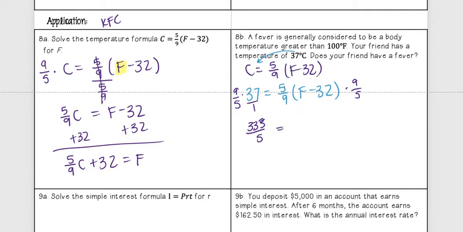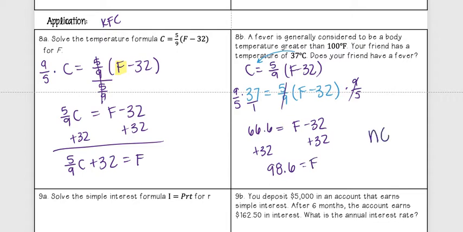It's equal to F minus 32. And then I'm going to add 32 to both sides. So this 333 divided by 5, if you put that in your calculator, that's really just 66.6. And so when I add 32 to that, I get 98.6 is equal to F. Well, that is smaller than 100 degrees, so the answer would be no.